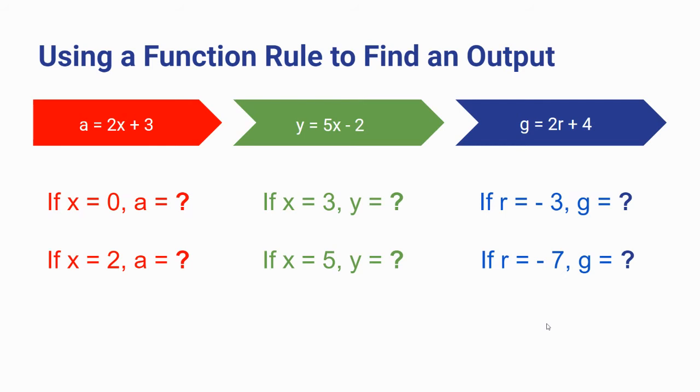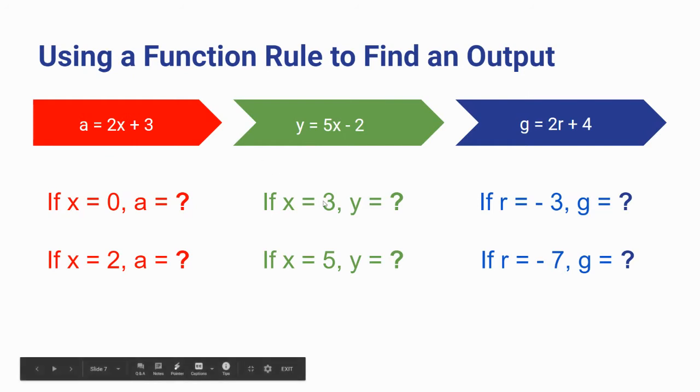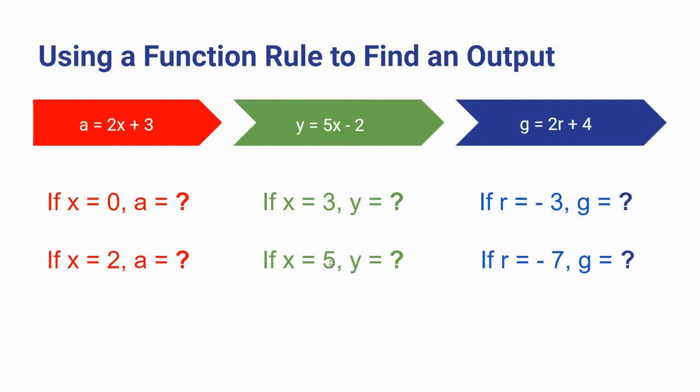If X equals, this is how a function rule works. We're going to get more into what it actually looks like, but for right now, what we're looking at is how a function works. If X equals 0, let's do the red ones. Again, pause, because I'm just going to go ahead. If X equals 0, then A will be 3. If X equals 2, A will be 7. Go to the green. If X equals 3, wow, Y is 13. If X equals 5, 5 times 5, Y will be 23.